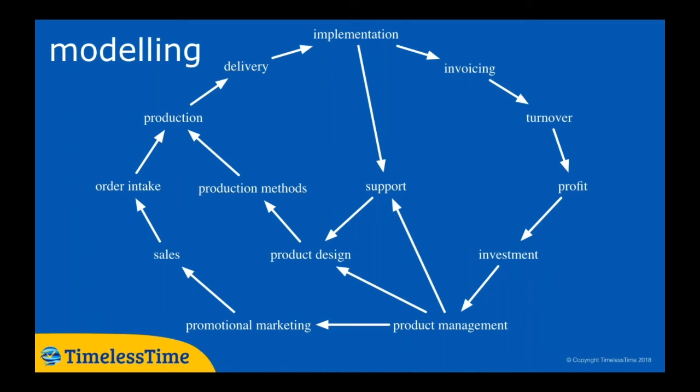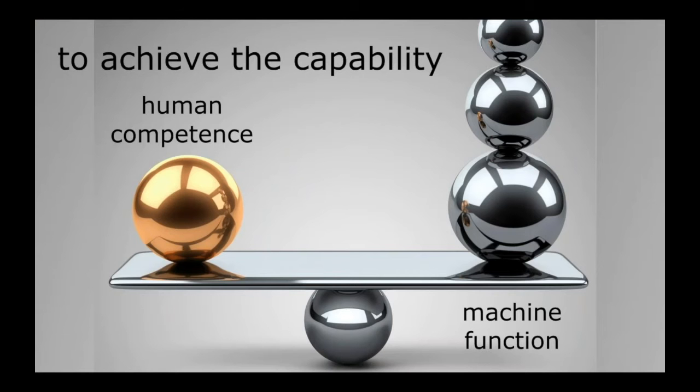Now, we'll get to the competencies in a moment, but you also need to recognize that in order to achieve a capability, for example, in product design, we need a balance between machine function, and of course we know a lot these days about automation and artificial intelligence, so we know that there's a lot of machine function in there, and that's balanced with the human that's going to use the machines. So you've got a balance between human competence and machine function.